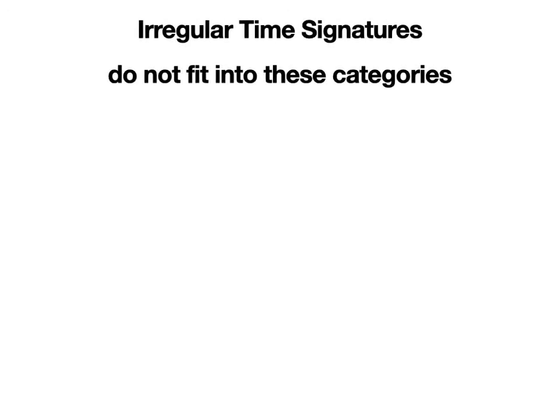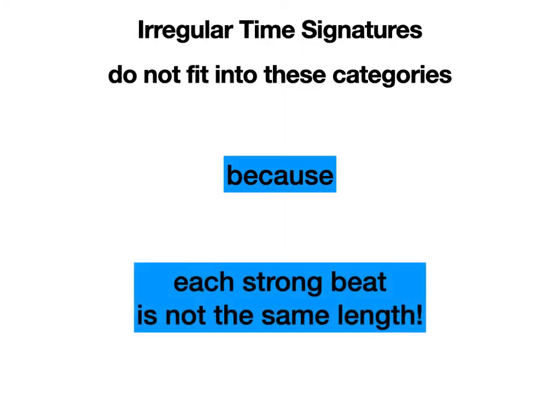Irregular time signatures do not fit into the categories of duple, triple, or quadruple because each strong beat is not the same length. Notice in our regular time signatures, the strong beat needs to be equal in length. But in our irregular time signatures, our strong beats are not the same length. They are unequal.